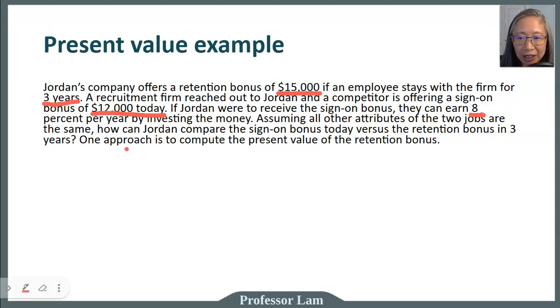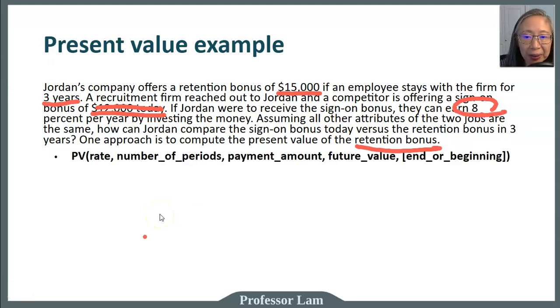One approach is to compute the present value of the retention bonus. Importantly, we are not looking at the competition today yet, so we're going to ignore this for now. We're just looking at the retention bonus. So we know we're going to get $15,000 in 3 years. And the opportunity cost is the 8%.